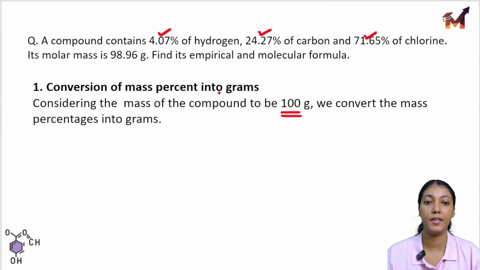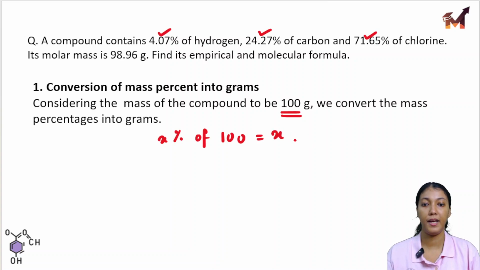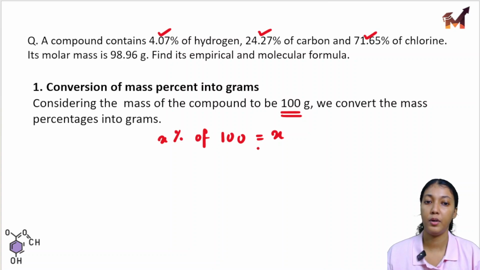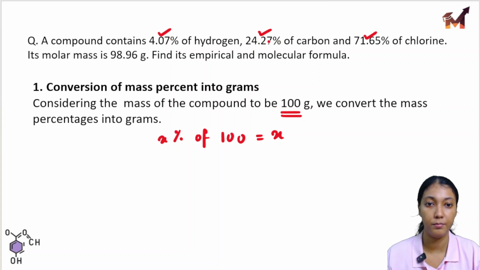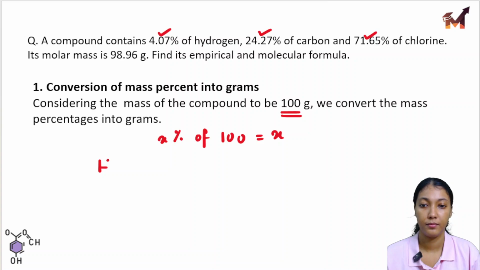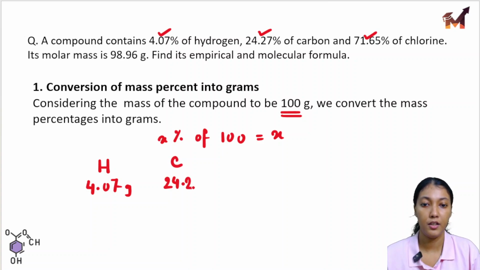So 4.07% of 100 will be 4.07 only. X percent of 100 will always be X. This is very common because X percent is basically X by 100 into 100 will be X. So these percentages will just remain same in the value, but we will just convert them into mass. So for hydrogen, the mass will be 4.07 gram. For carbon, it will be 24.27 gram.